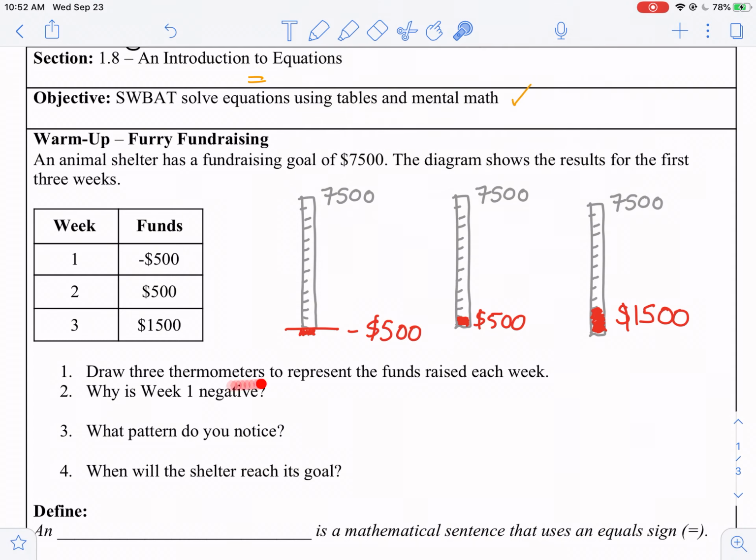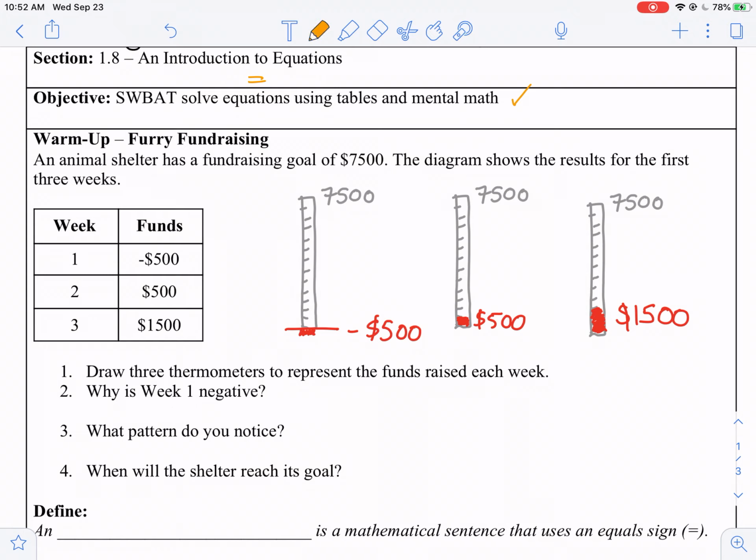Okay, to draw 3 thermometers to represent the funds raised each week. I did that already. On our first week, we have negative $500, and then we have $500, and then we have $1,500 on our third week. So the question asks, why is week 1 negative?